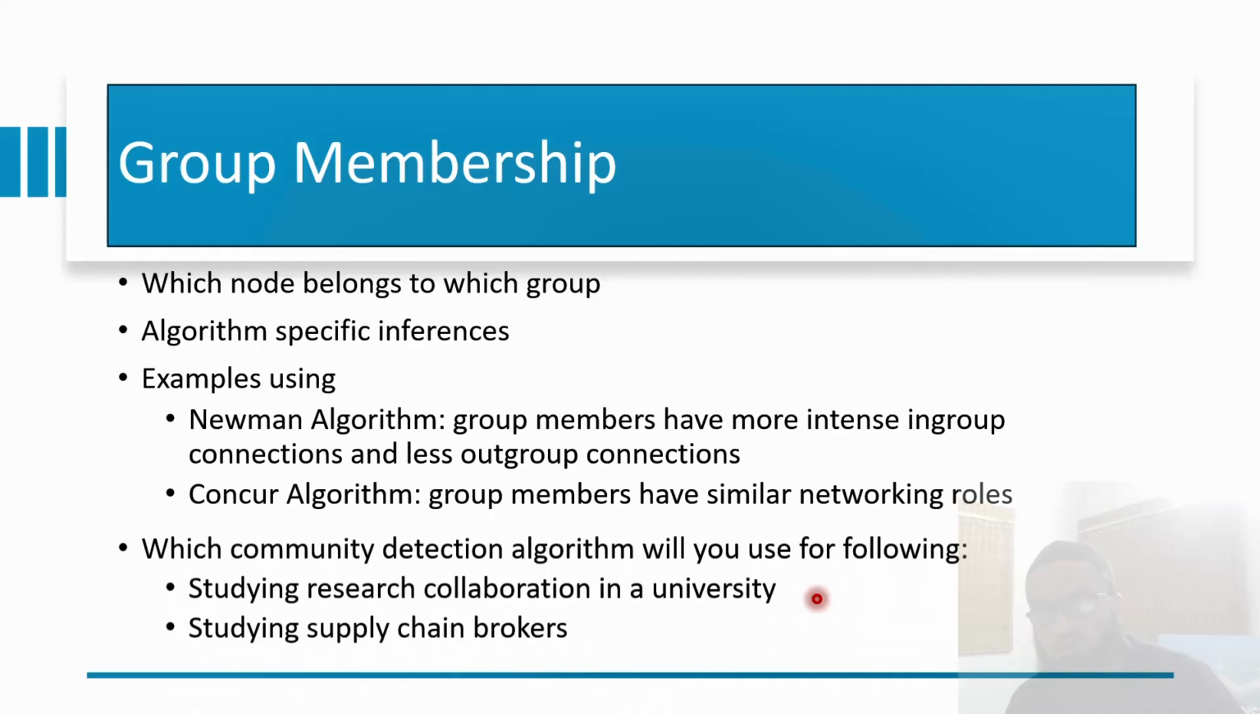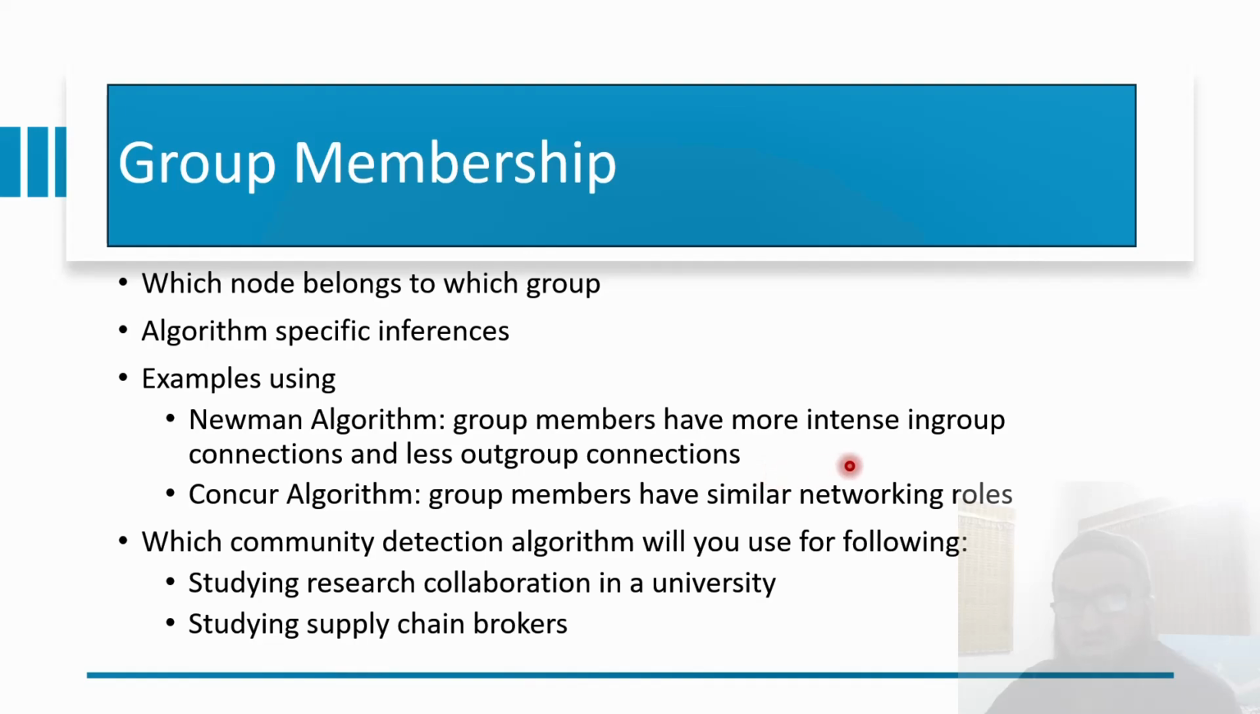This can be a political grouping, this can be a social grouping. If it is an attribute-based grouping, then of course this particular agent belongs to an attribute, for example, accounting department or finance department, etc. So some of the examples of using it: group members have more intense in-group connections and less out-group connections, right? This is when the Newman algorithm is in place. Concor algorithm, group members have similar networking roles. So if two agents are in the same Concor group, it means they have similar roles in terms of their interaction patterns with others.